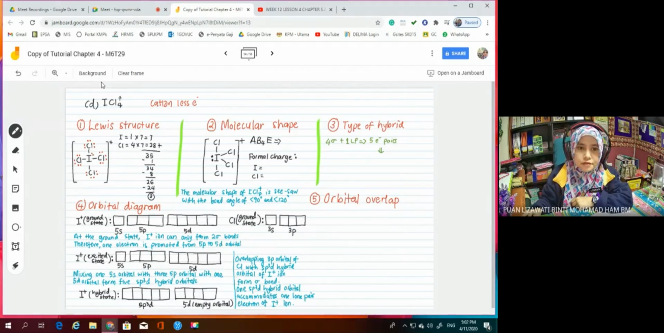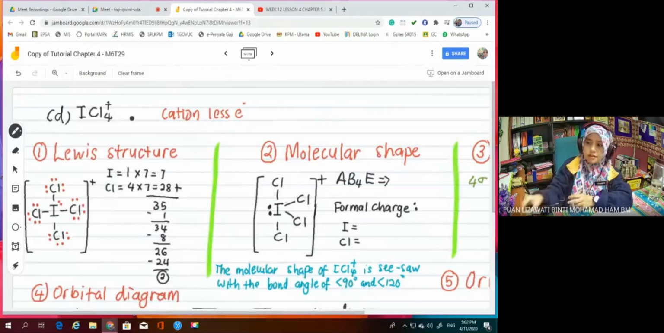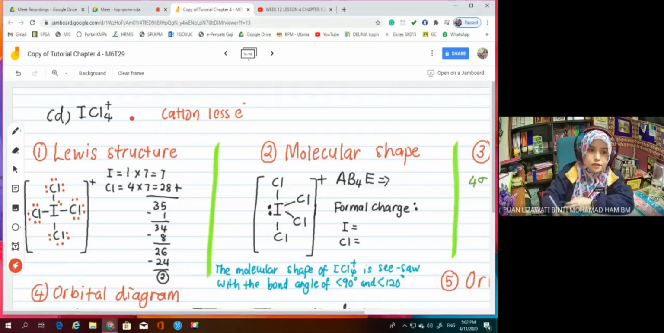Alright, so we continue with the fourth example. This is an example for the cation. First you have to draw the Lewis structure. For the cation, after you count the total number of valence electrons, we have to subtract the number of electrons. We know that the cation has fewer electrons. Referring to the charge, since it's positive 1, it has 1 less electron, so minus 1 here.